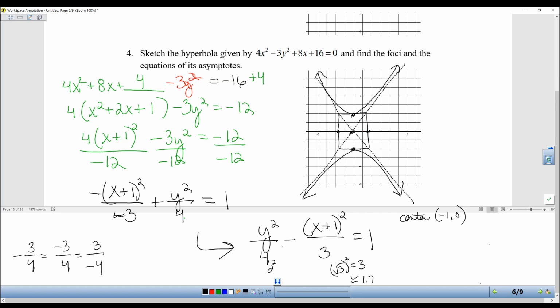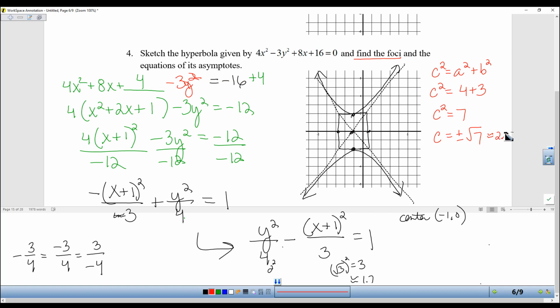It does ask me to actually find the foci and the equations of the asymptotes. So for the foci, I'm going to use the formula c squared is equal to a squared plus b squared. So c squared is equal to 4 plus 3, which is 7. So c is equal to plus or minus the square root of 7, which means that since I'm going to be moving in the y direction, the square root of 7 has got to be less than 3, right? Because the square root of 9 is 3.